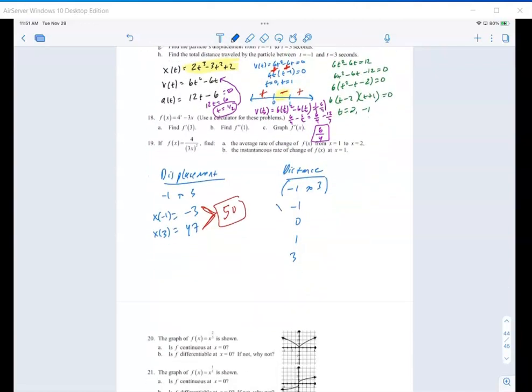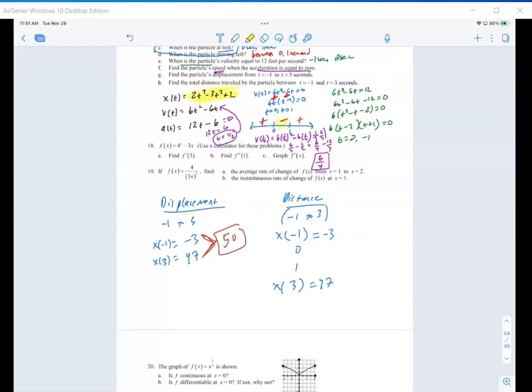Okay, I already figured out at negative 1 it was at negative 3. At 3 it was at 47. Going back into here again, plugging in at 0, it gives me 2. And at 1, it gives me 1.